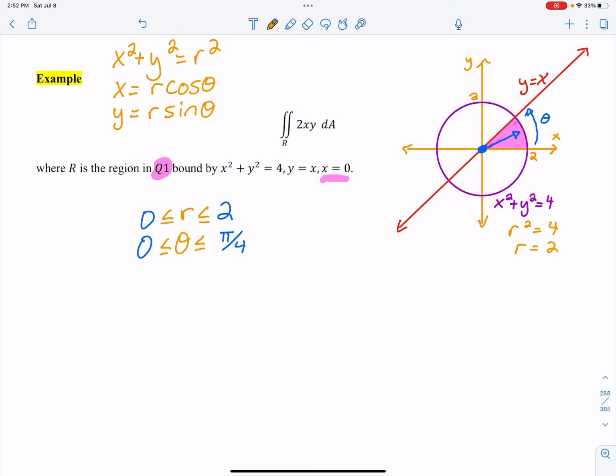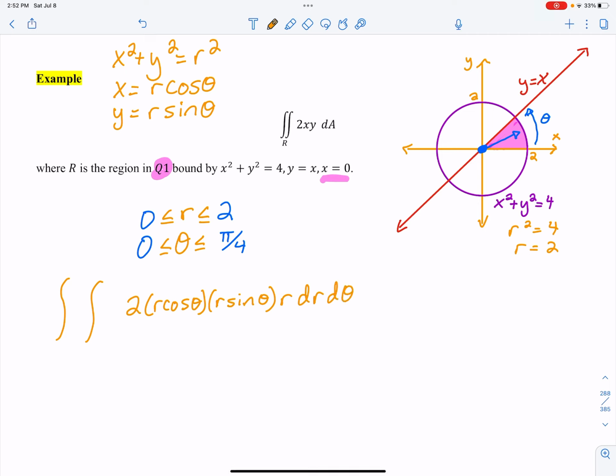So now I just have to be careful to do the integral right. Okay, I do a double integral. I'm going to replace everything. X is r cosine theta. Y is r sine theta. And then this is the kicker, people skip this: r dr d theta.